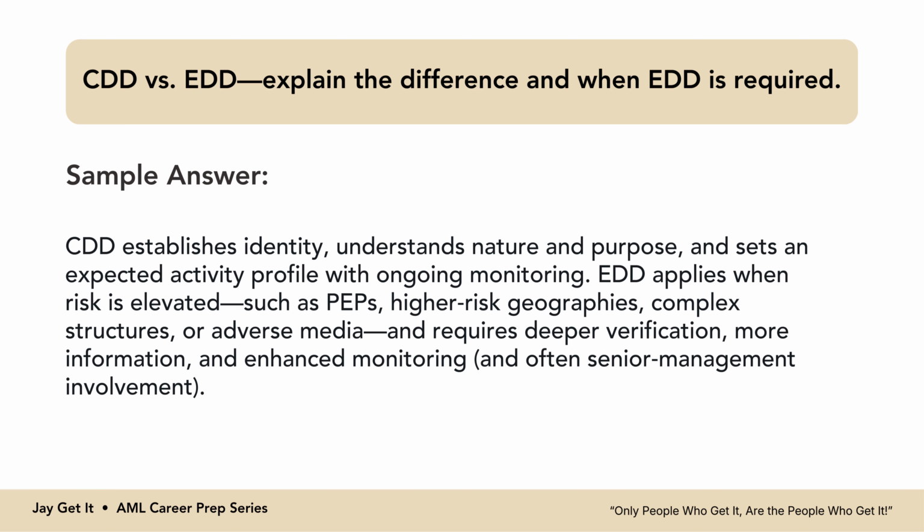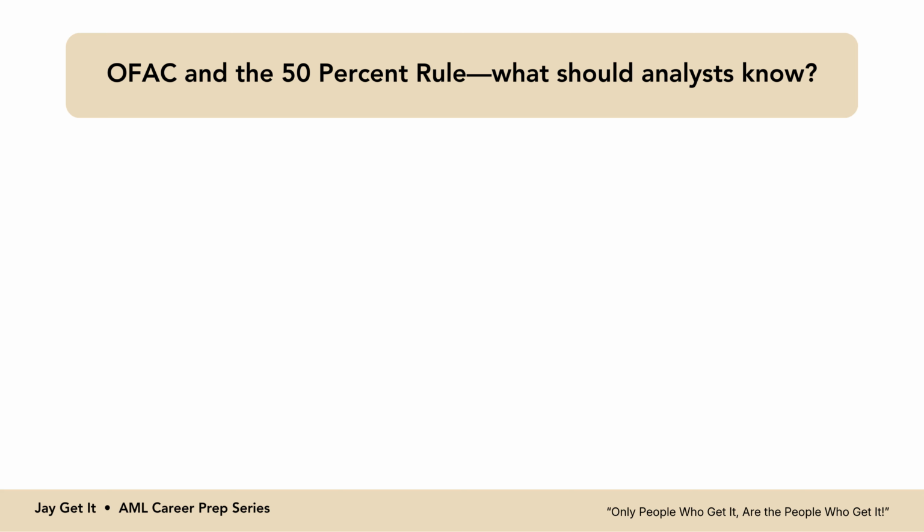EDD applies when risk is higher, e.g., PEPs, high-risk geographies, or complex structures, and requires deeper verification, additional information, and enhanced monitoring. In the U.S., expectations are outlined in the FFIEC BSA/AML manual and the beneficial ownership rule for legal entities.